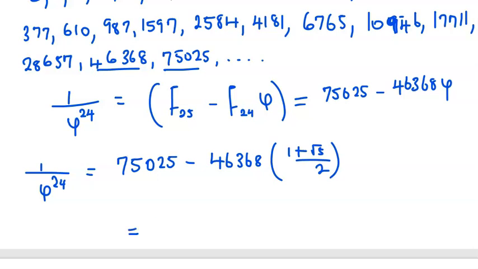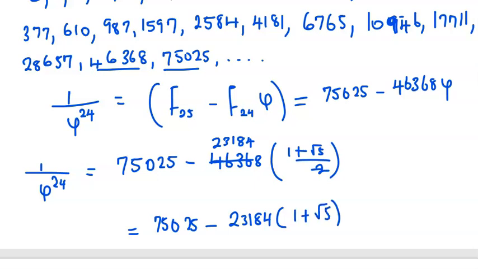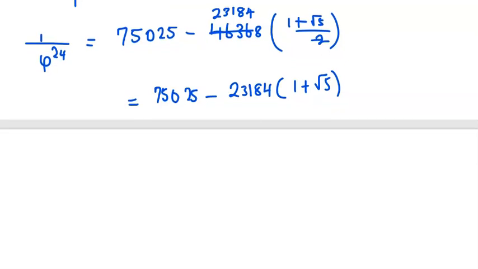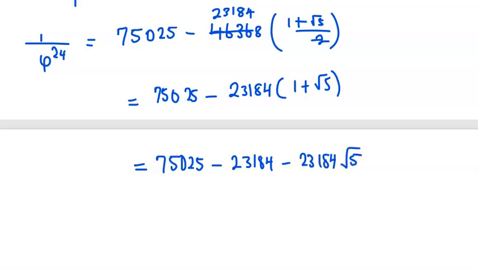So this is equal to 75025 minus, you need to divide this by 2, so that will give us 23184 into bracket 1 plus root of 5. From here now, this will be equal to 75025 minus 23184 minus 23184 times root of 5.